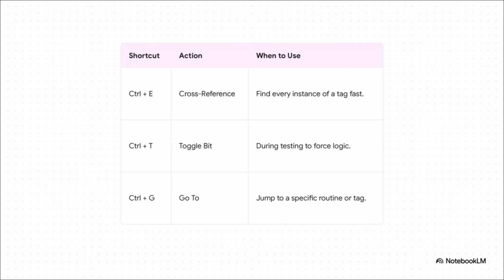So let's just do a quick recap of the biggest power moves we covered. First, Control+E to cross-reference anything instantly. Then, Control+T to toggle bits while you're testing, a huge time saver. And finally, Control+G to jump anywhere you want in your project without ever having to scroll. I promise you, if you just master these three, it will dramatically change how you program.